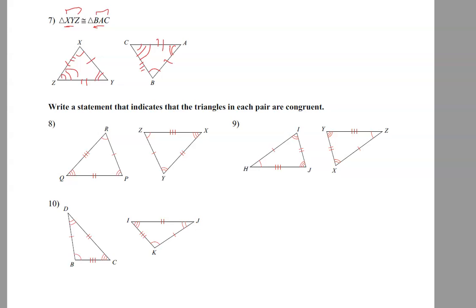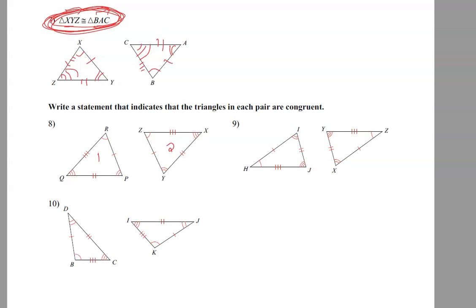All right, and then last 3 here. Write a statement that indicates that the triangles in each pair are congruent. So now we're basically writing this statement here. We want to write how these triangles are congruent to each other. Okay, so for this one, hopefully I can write somewhat neatly. We have our 2 triangles. I'm going to call this triangle 1. I'm going to start with that one.